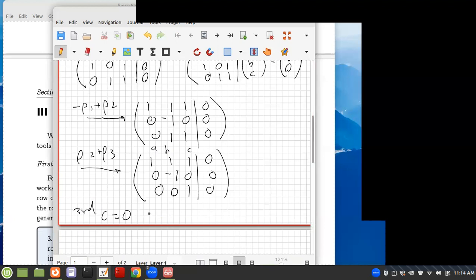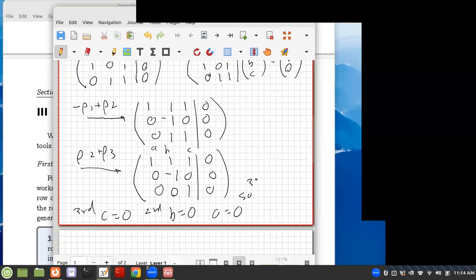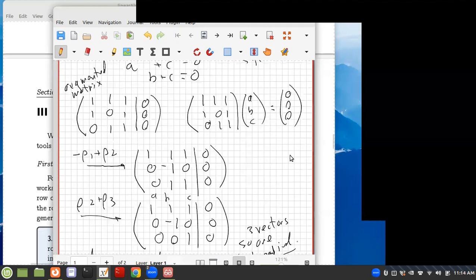Then the second equation is basically minus B equals 0, so B equals 0. And the first equation is A plus B plus C, but since B and C are 0, that's A equals 0. So the three vectors are linearly independent, and because there's only one solution here, this is going to be an invertible matrix, because this is a linear system with one solution, and so it has no free variables.